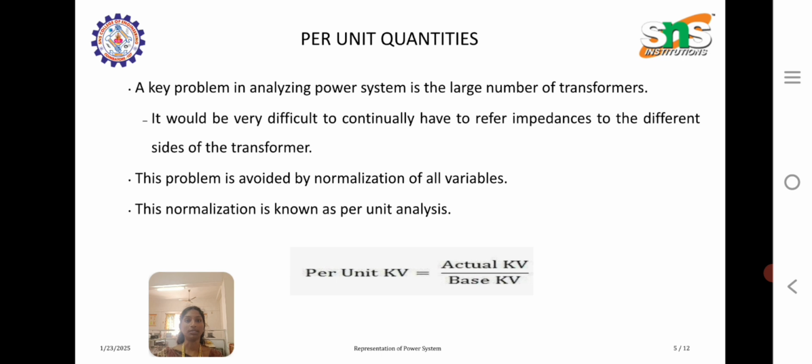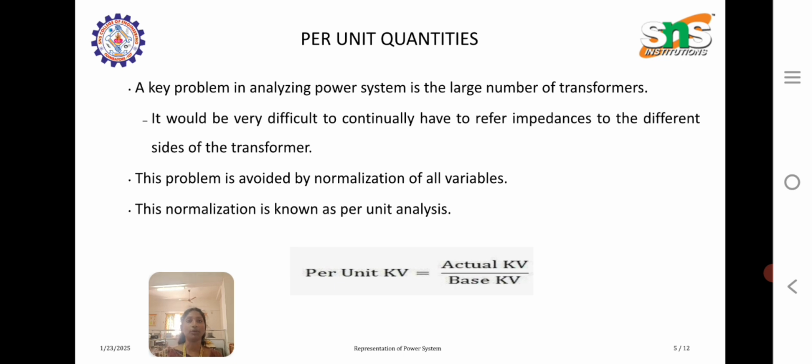Coming to per unit: manufacturers define values in per unit, which is very important. The key problem in analyzing a power system is the large number of transformers. It would be very difficult to continually refer impedances to the different sides of a transformer. This problem is avoided by normalizing all the variables in per unit. So this is what a per unit quantity is.